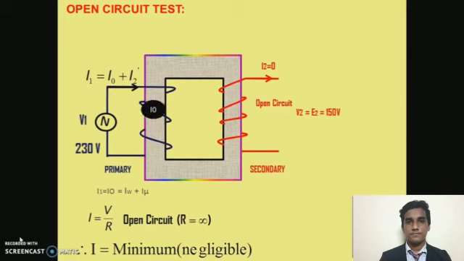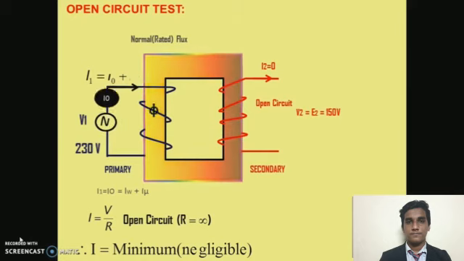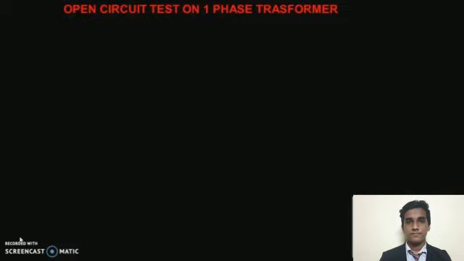Next, as we have applied rated voltage at the primary side, the flux in the iron core will be rated or normal. It means that the flux present in the iron core depends upon the input supply voltage, and as input supply voltage we have given rated voltage. Therefore the normal and rated flux exists in the iron core, and iron loss depends upon flux. As normal flux is there in the iron core, we are getting iron losses. So in the open circuit test we shall easily get iron losses.